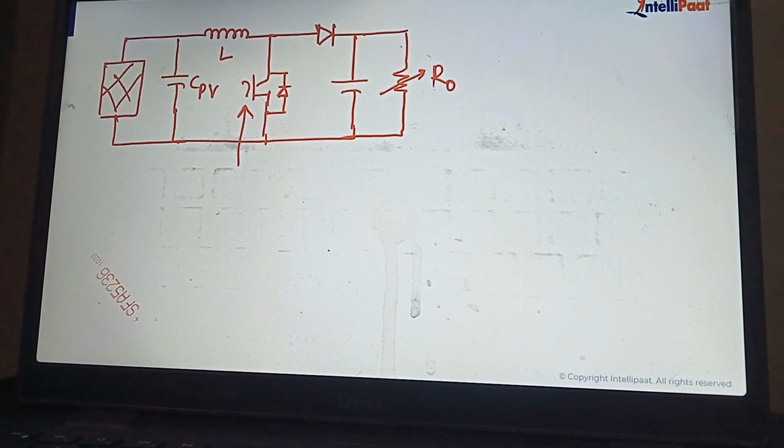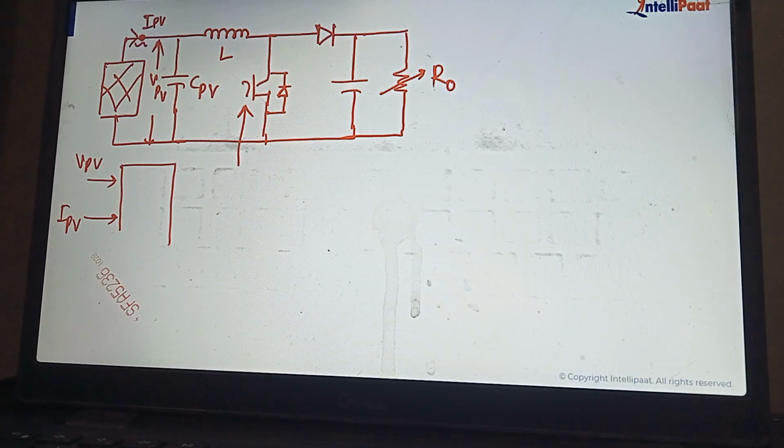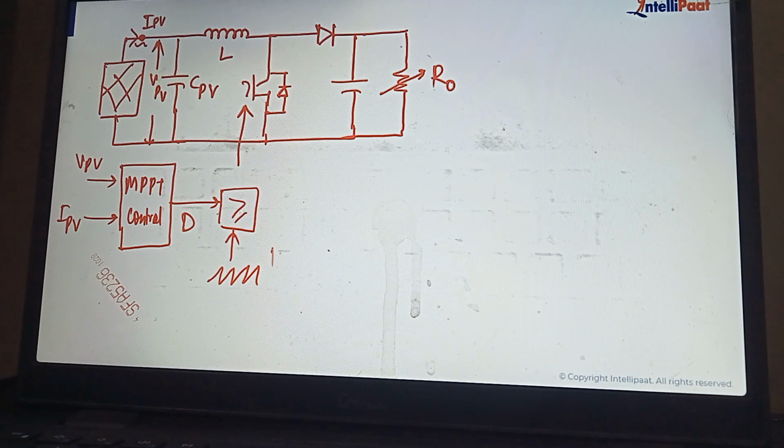Now the question is, how do we get the switching signal or D for this switch? For this purpose, we are sensing the VPV, the voltage here, and the current at this point, IPV. Both are going to the MPPT control. The output of the MPPT control is the duty cycle or duty ratio. This duty cycle is compared with a triangular wave of 10 kilohertz, or 20 kilohertz, depending on the switch rating.